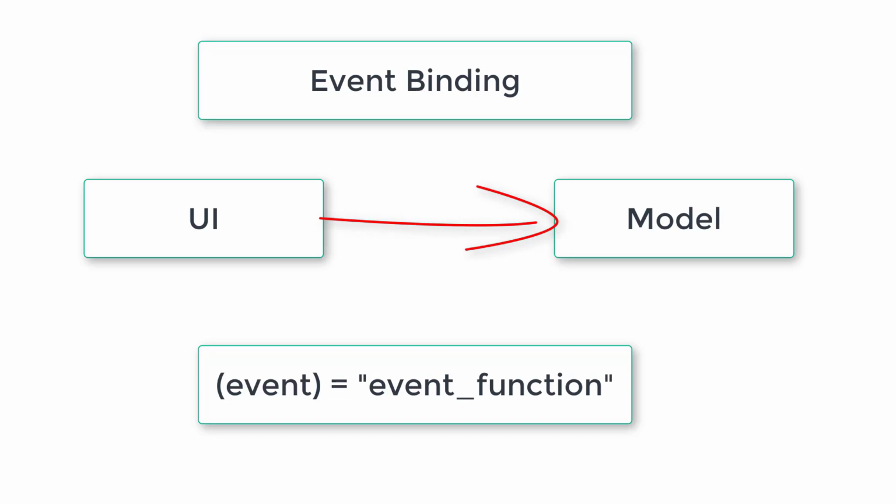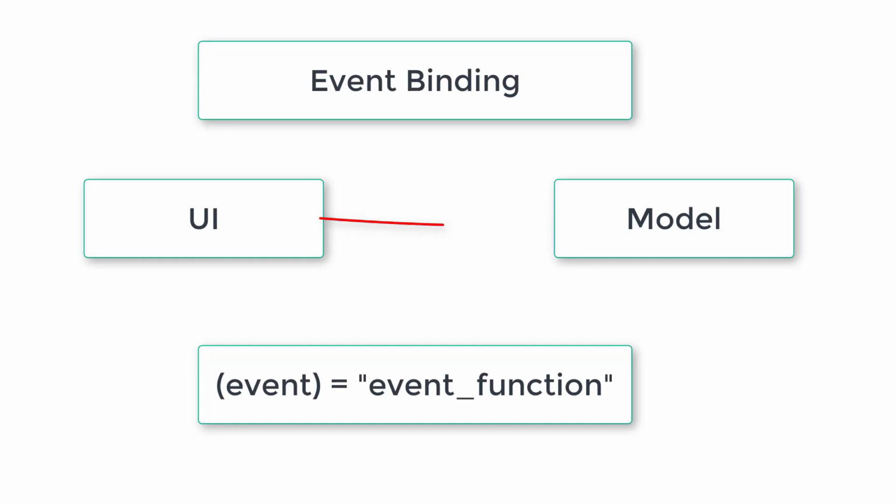The event binding syntax will be round braces around the event, and the right side will be the event function. Whenever the particular event is fired, Angular will execute the target event function which you have mentioned in your event binding. So if a click event is performed, the particular click event function will be executed in your model. Don't forget that the target event function should be created in your model file.